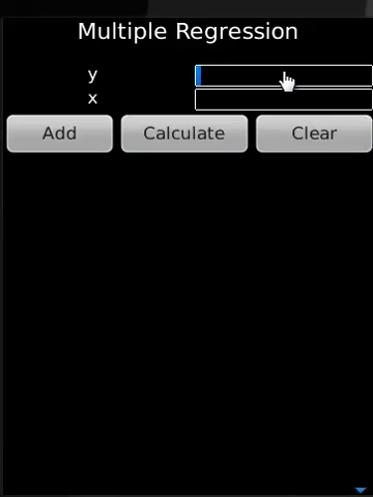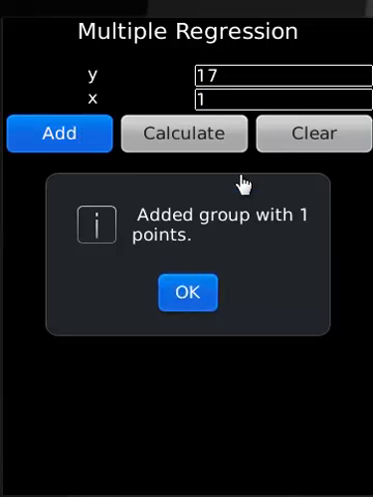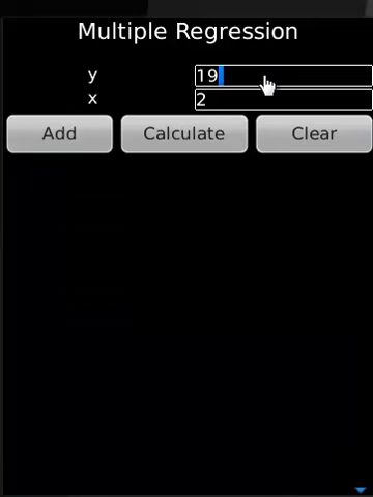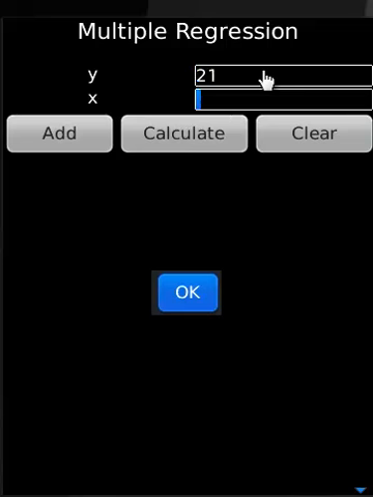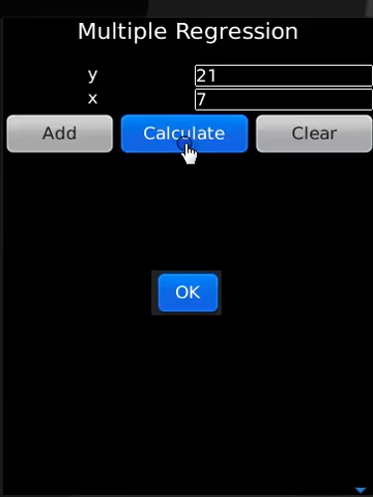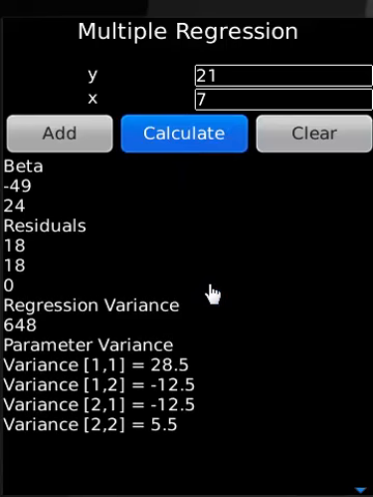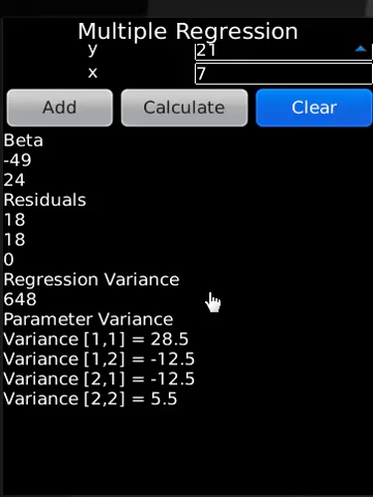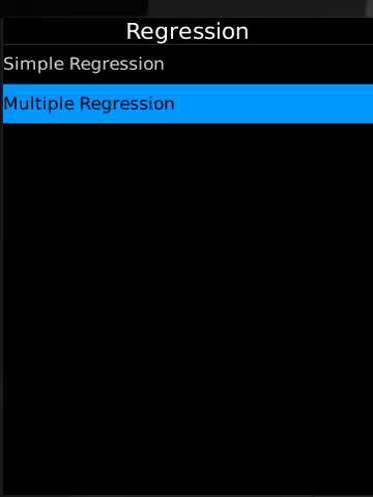And now clear it up. Looks like we need to enter some more data here. 7, 1, 2, 19, minus 1, minus 2, 21, 3, 21, 7. Okay, so let us calculate. And this is what we get: beta, residuals, regression variance, and the parameter variances. So now we covered regression.